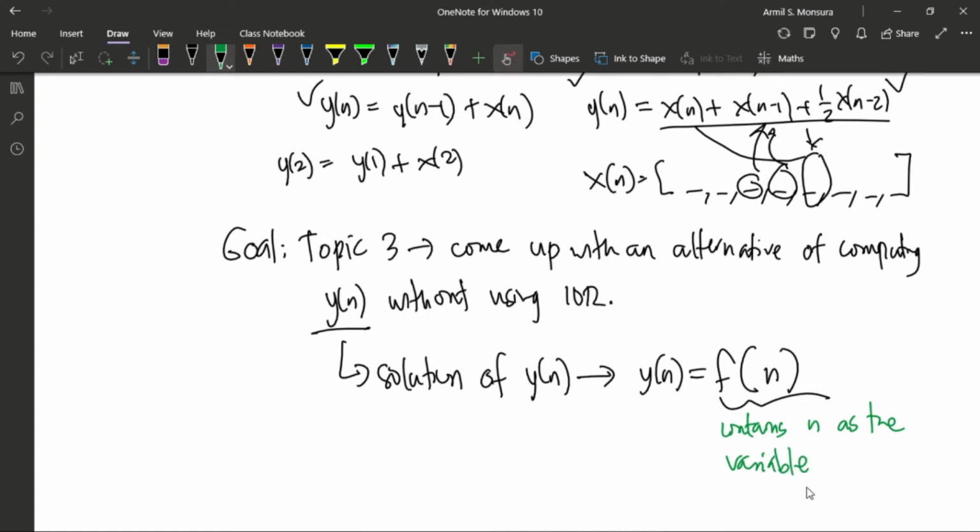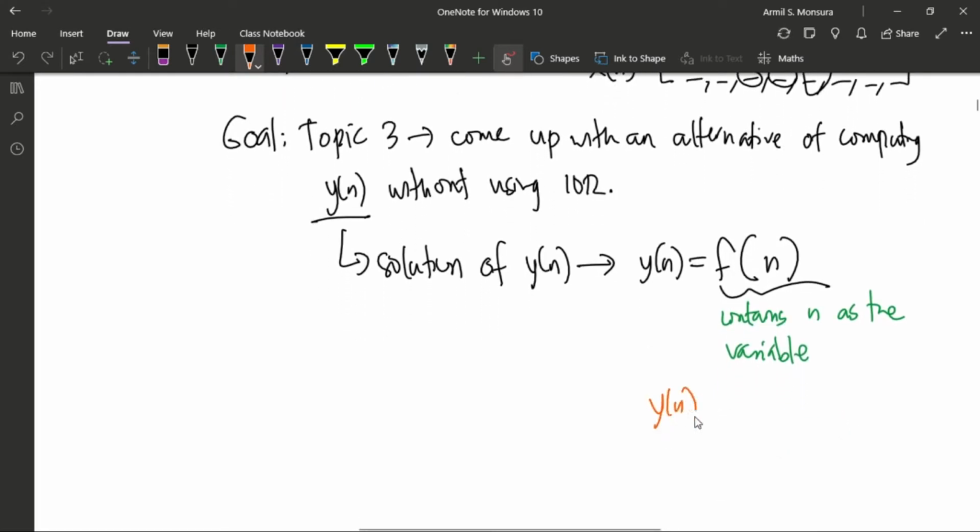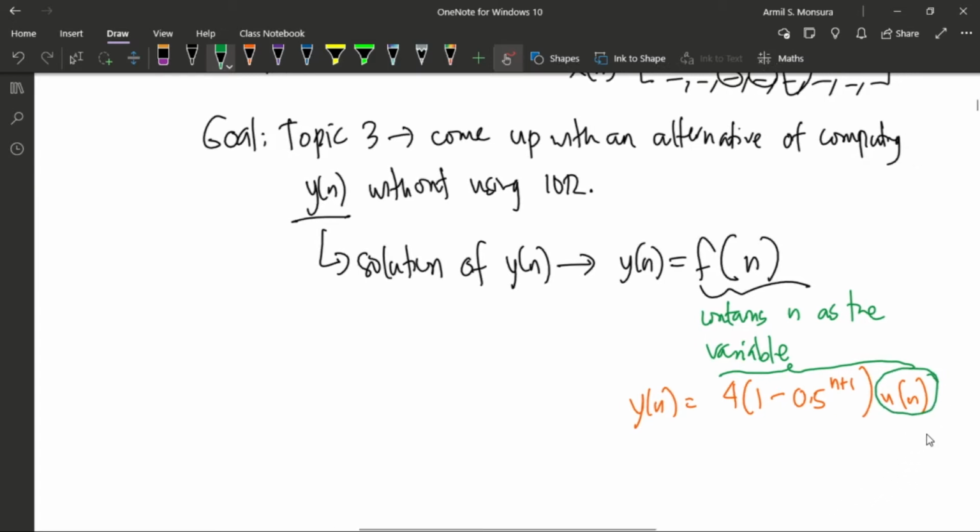Okay? So, say for example, example lang to ha. One solution for your y of n might be y of n equals, say, 4 times 1 minus 0.5 raised to n plus 1, times u of n. Example lang to. Okay? So makikita nyo dito ngayon, this right side simply contains n as the variable. Although this is a function. Okay, that one is a function.